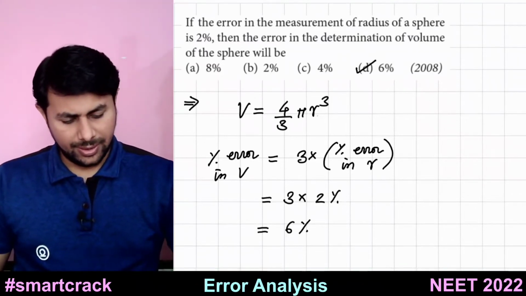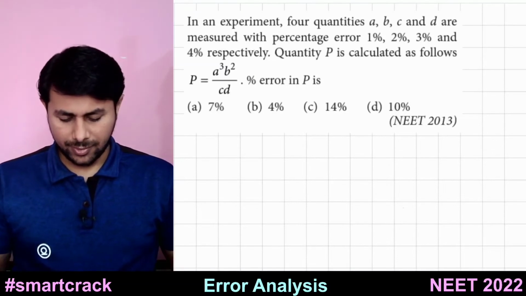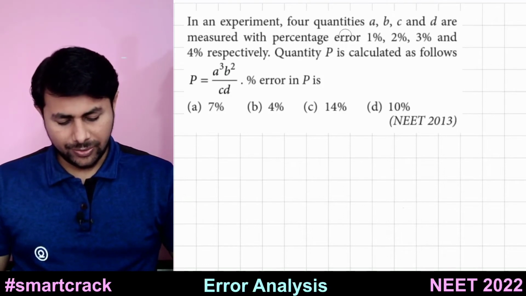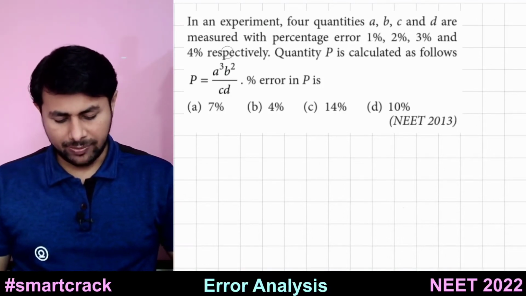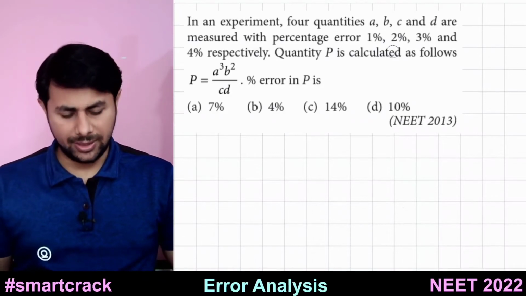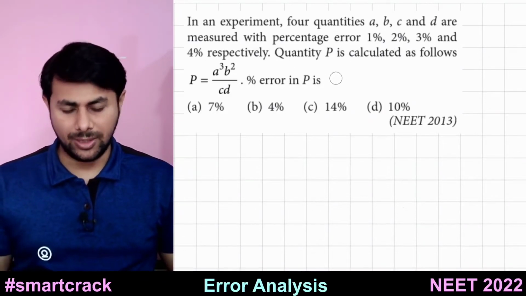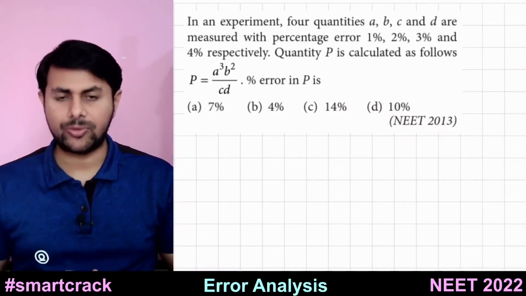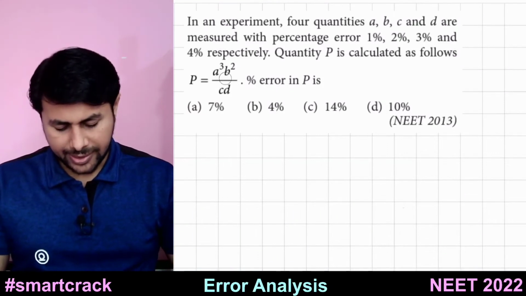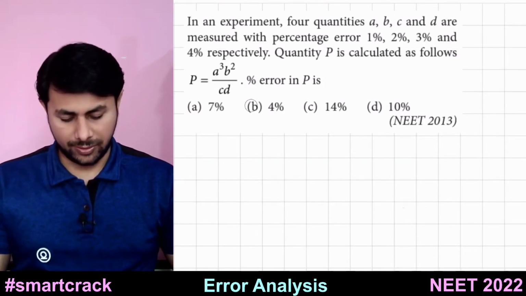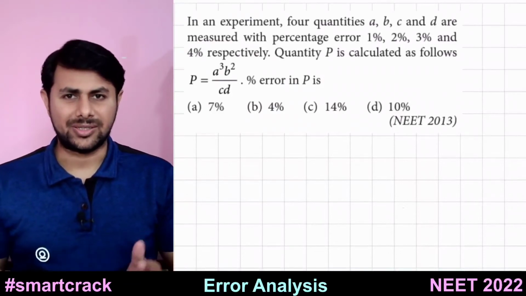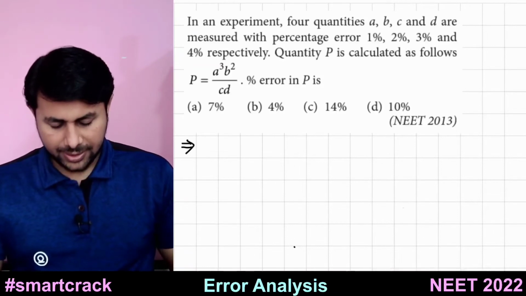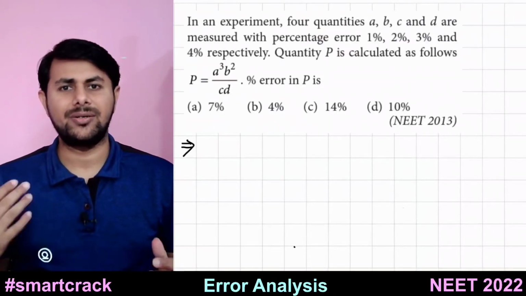All right. Next, again, it's a similar problem. In an experiment, 4 quantities A, B, C, and D are measured with percentage error 1%, 2%, 3%, and 4% respectively. Quantity P is calculated as follows. So the formula for P is given. It is A raised to 3, B raised to 2 divided by C, D. Okay. The percentage error in P is, it's again very simple. It's a similar problem, and this kind of problems get repeated many times.